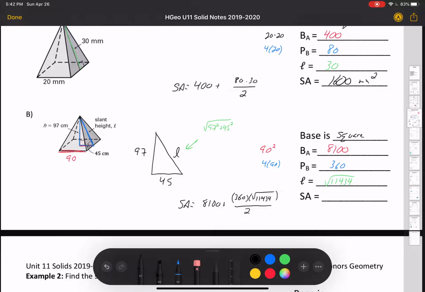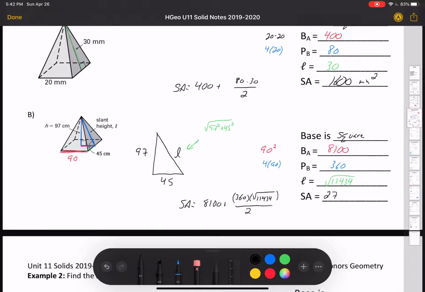So when I plug that into my calculator, and I don't want to round until the very end, I'm going to get 27,347.379 centimeters squared. Okay? So that is how you do a problem like that if you don't have the slant height. You're going to need to use some Pythagorean theorem in order to figure that out. Okay?